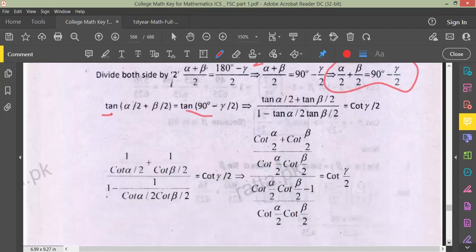Similarly, you can write tan alpha over 2 will be equal to 1 over cot alpha over 2, plus tan beta over 2 will be equal to 1 over cot beta over 2. And this 1 minus tan alpha over 2 tan beta over 2 will be equal to 1 over cot alpha over 2 cot beta over 2.